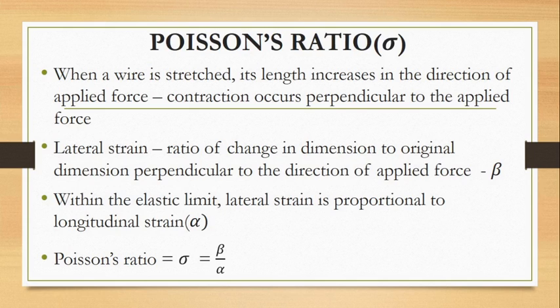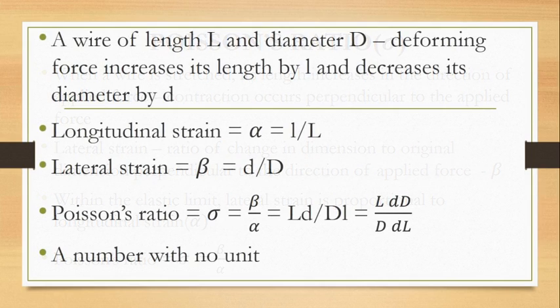Now we are going to find out the expression for sigma in terms of beta and alpha. So we can again consider a wire of length capital L and diameter capital D. What happens when a deforming force is applied? Its length increases by small l and its diameter decreases by small d. So longitudinal strain is linear strain, which is alpha, equal to change in length by original length, that is small l by capital L.